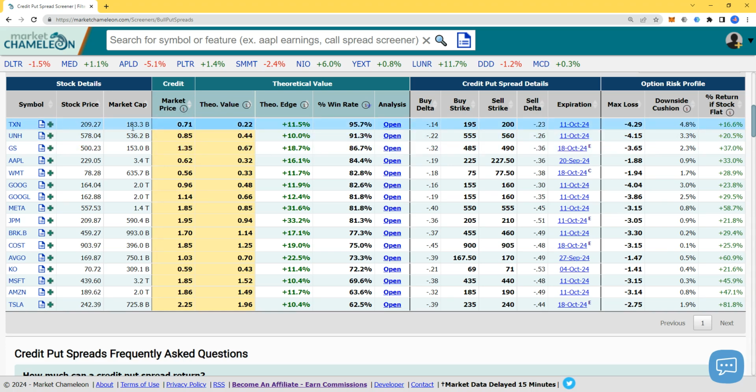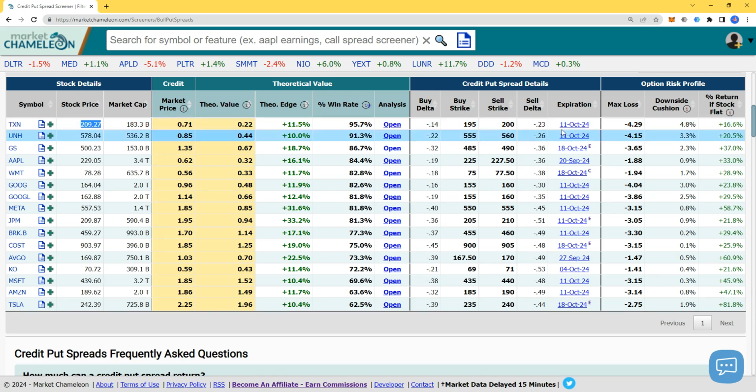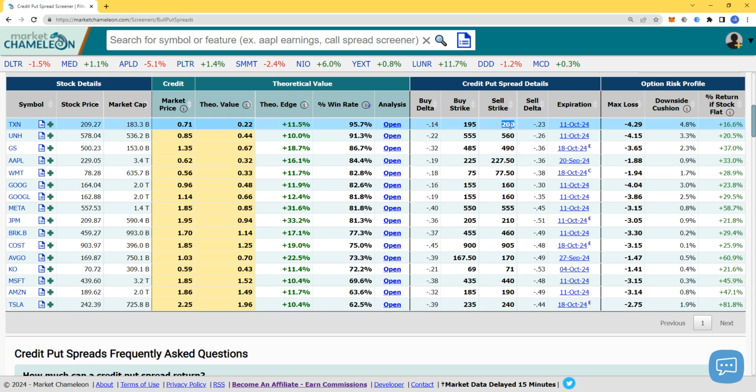Texas Instrument, okay, 180 billion market cap, price 209. Interesting. And it tells you, look at this, for October 11, sell the 200. Okay, we are at 209. You got $9 cushion. And buy the 195. Interesting, 95.7% historical win rate. Collect $71, look at this, compared to 22. Almost 4 times more than what you should have collected based on history. This is absolutely crazy. Collect $70 compared to 22, 11.5% edge.